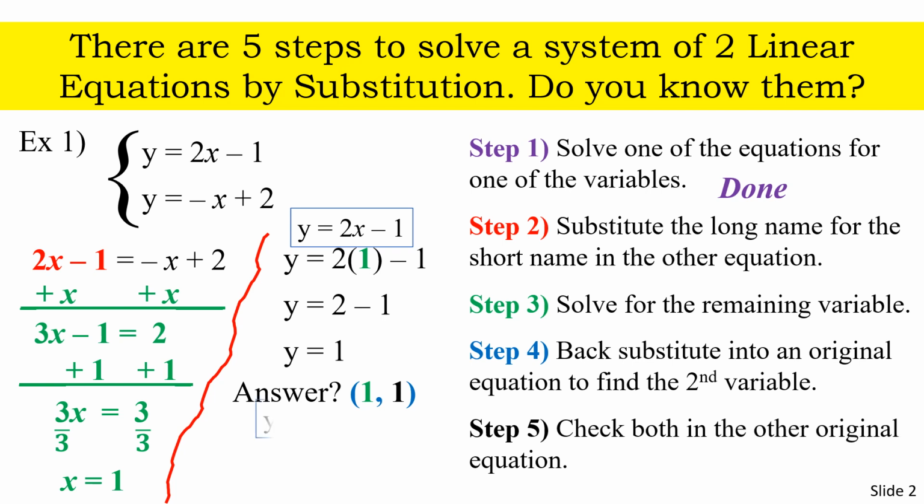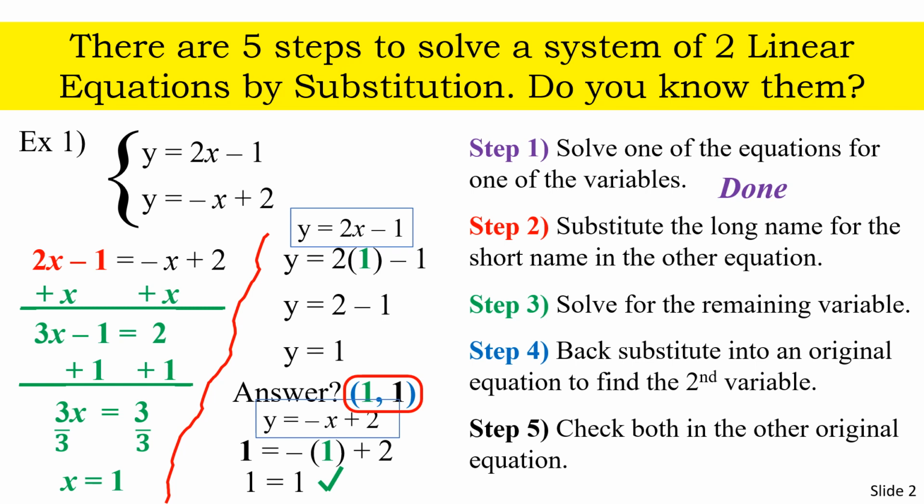Step 5, check both in the other original equation. So since I used the top equation to find my second variable, I must check them in the bottom equation, which is y equals negative x plus 2. So I'm going to put in an x of 1 and a y of 1 and see if I get a true statement. I do, yay.